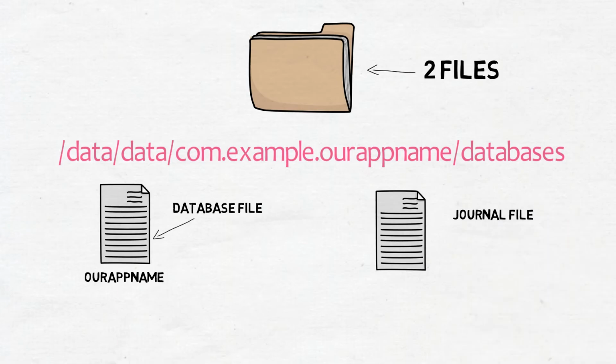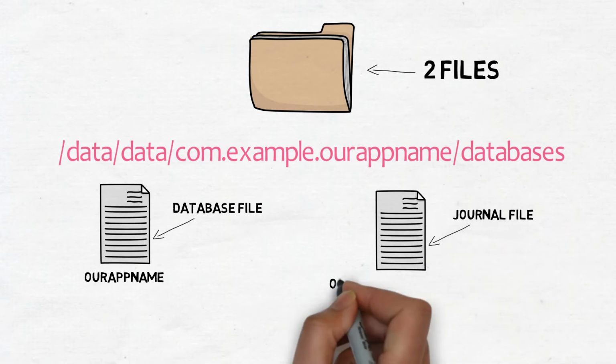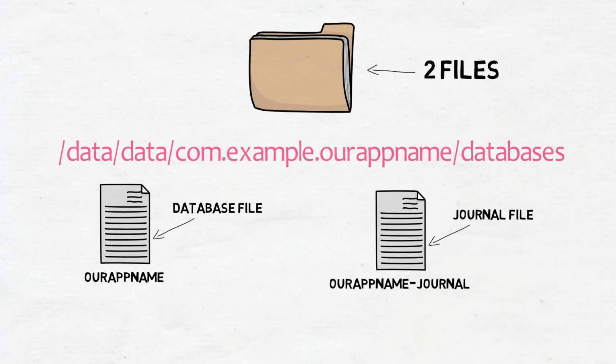The second file is the journal file. It has the same name as your database with a suffix of -journal, for example, our app name -journal. The journal file contains all of the changes made to your database. If there's a problem, Android will use the journal to undo or roll back your latest changes.